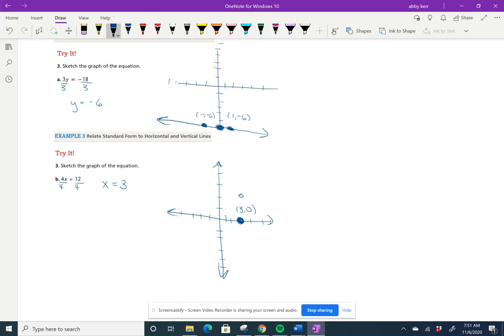So if we go 2 spaces up, 3 comma 2, notice that my x's are still the same. Now let's see if I go down 2 and I do 3, negative 2. My x is still 3. What that is doing is creating a vertical line.